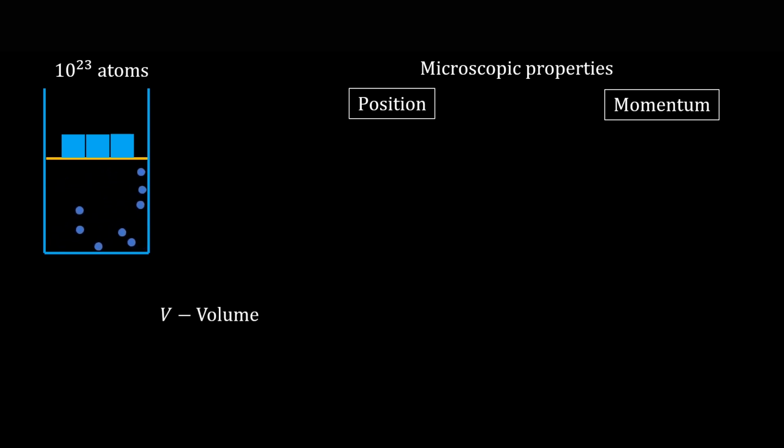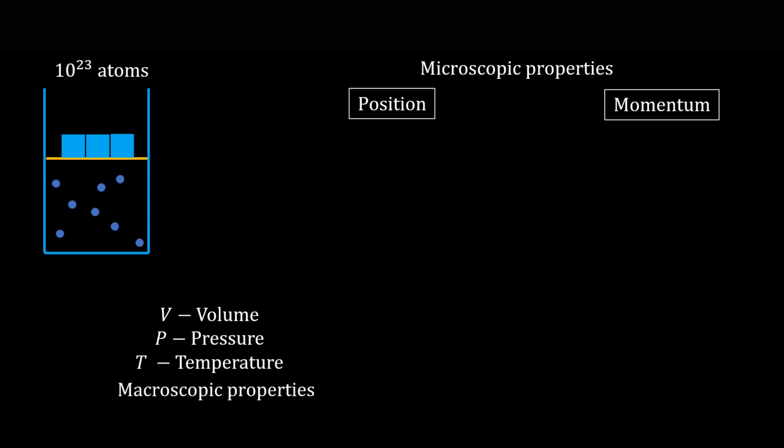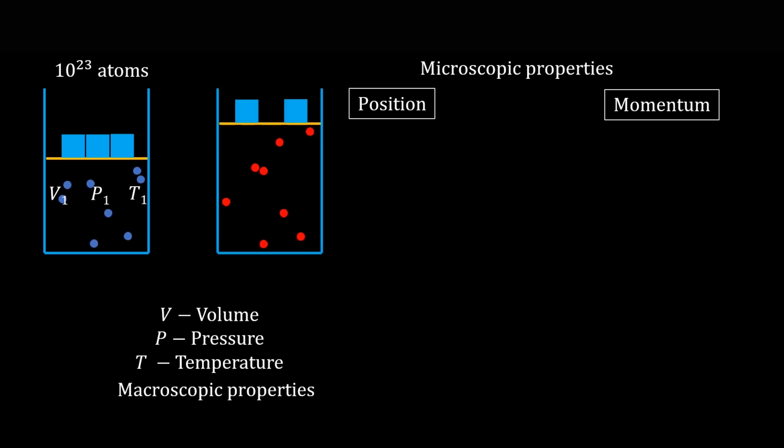Luckily, we can easily measure single value of properties like volume, pressure, and temperature for the entire system. With these, we will be able to understand quite a lot about the system. If we take the same gas to a different set of volume, pressure, and temperature, it is going to have a different behavior.